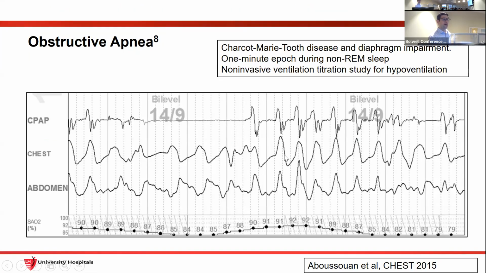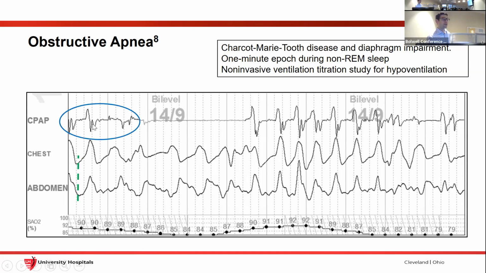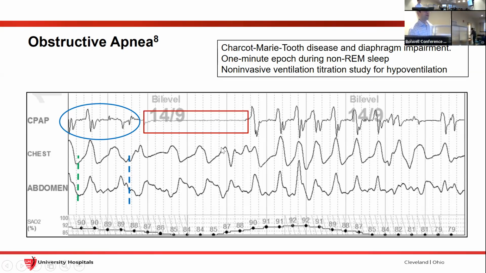Here's an example of an obstructive apnea in a patient with Charcot-Marie-Tooth. Again, this is CPAP, so it's actually bi-level, and you see the C-flow, chest, and then abdomen and SpO2. First the chest and abdomen are in phase. Then there starts to be a decrement of the flow, followed by the chest and abdomen starting to get out of phase. Then there's an absence of flow, an apnea, and then there's an inversion of the chest RIP belt. The abdomen stays in phase, but there's an inversion of the chest RIP belt.